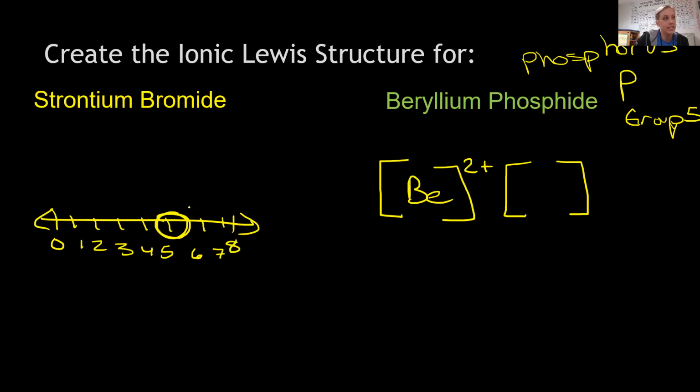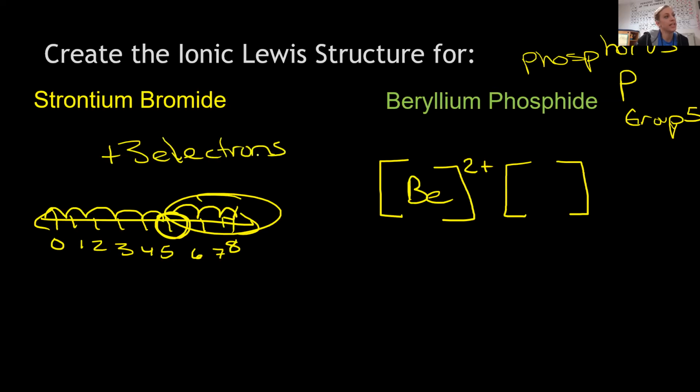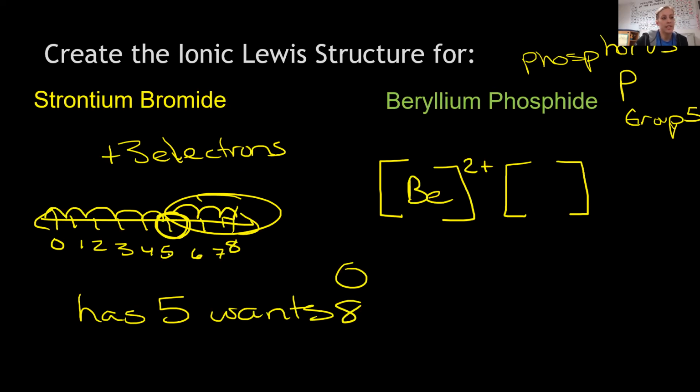Would it be lazier to move to the right 3, or would it be lazier to move to the left 5? Think of it like physically stepping. Yeah, move 3 to the right. So it's easier to gain 3 electrons, because if it has 5 and wants 0 or 8, it would be 5 steps to get to 0 and only 3 steps to get to 8.